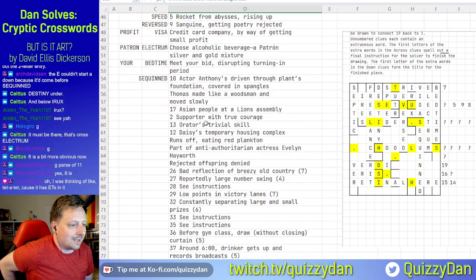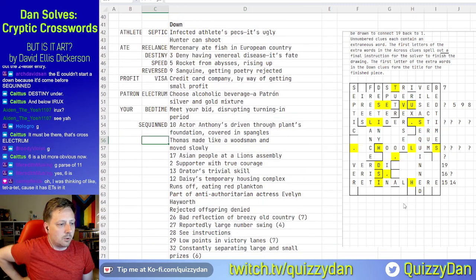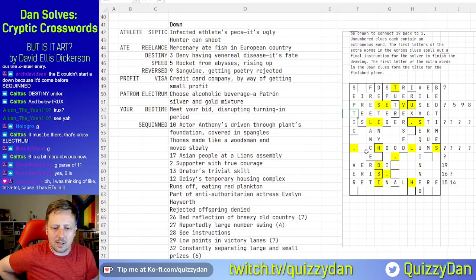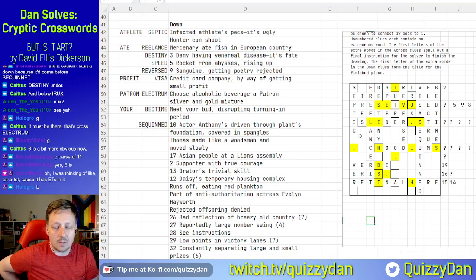Right, jumping back to the downs. Thomas, made like a woodsman and moved slowly. First letter, please, from, I think, Hollow, who had it. It's probably going to be T. You should probably get TH. L? If you move slowly, you loitered. Made like a woodsman. And leave and left.